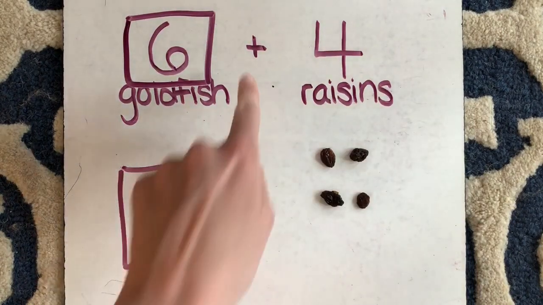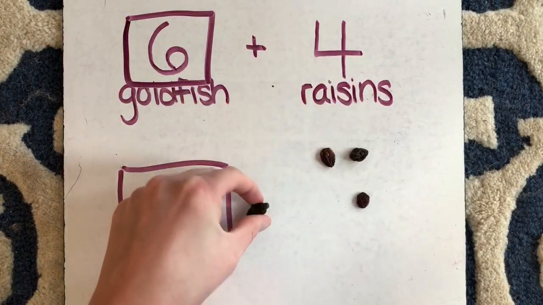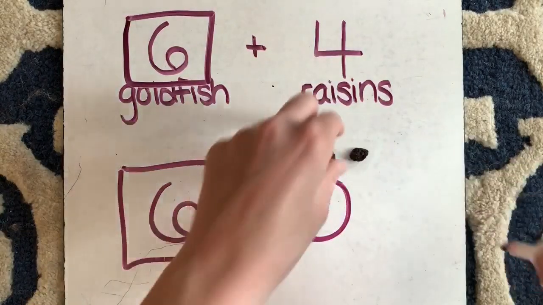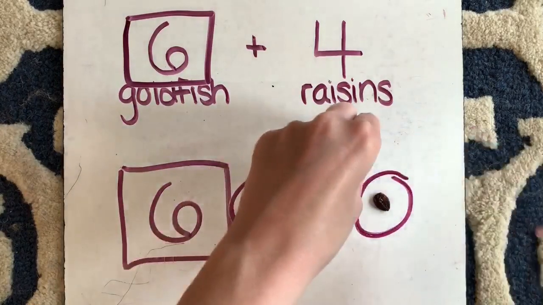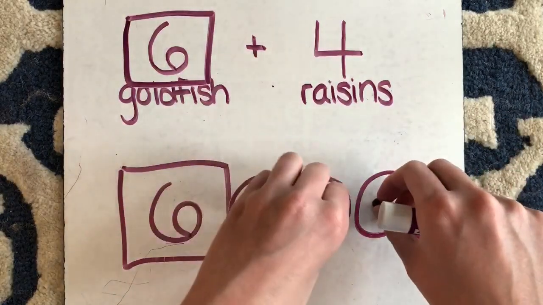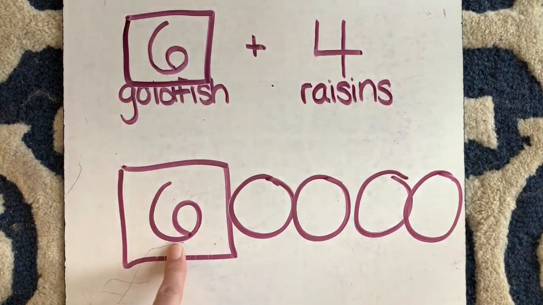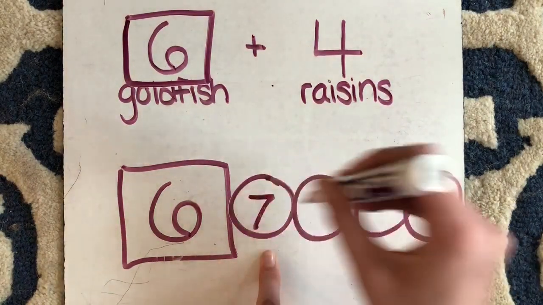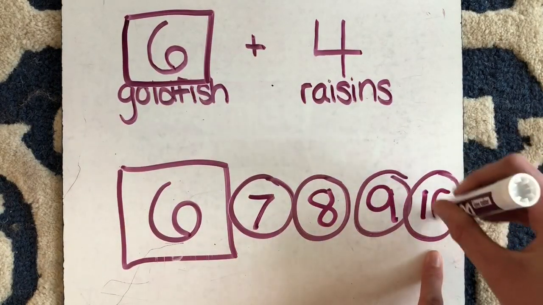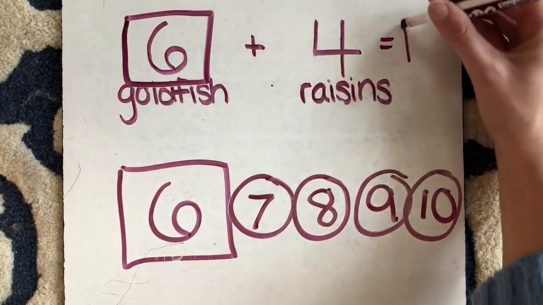The next part of my equation is plus 4. I'm going to add on my 4 raisins by drawing circles around each one. Then I can take my raisins away because I know that one circle equals 1 raisin. My last step is to count on from 6. So the number after 6 is 7, then 8, then 9, then 10. So 6 plus 4 equals 10.